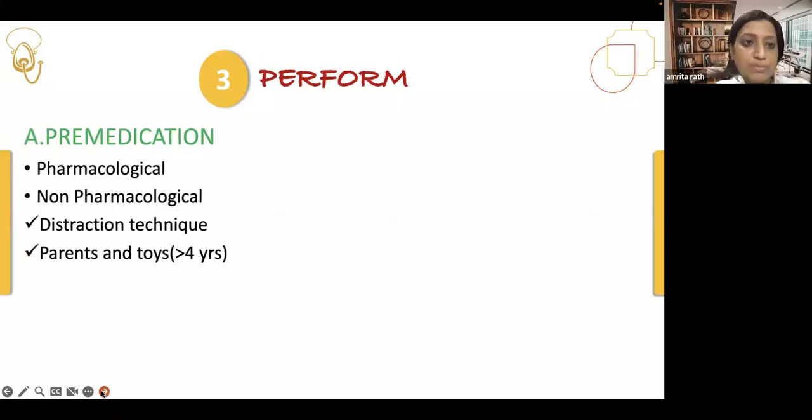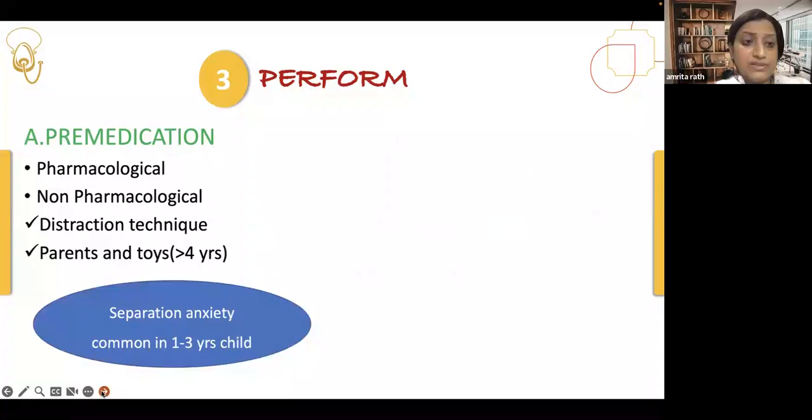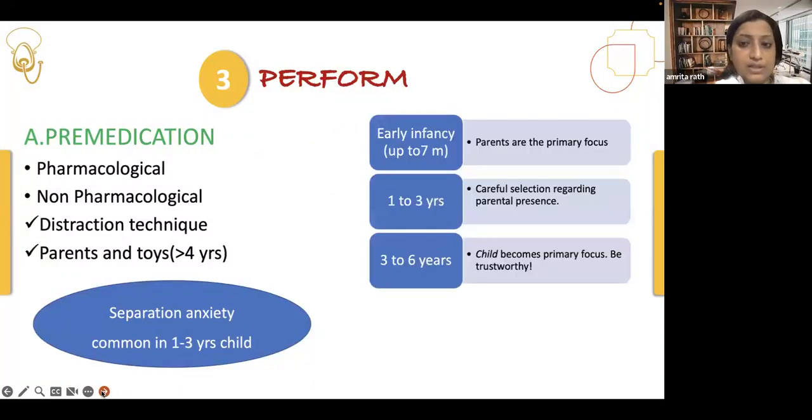Then comes premedication. There are various ways of premedication, pharmacological and non-pharmacological. As I have mentioned, separation anxiety is common in 1 to 3 year old children. If the baby is coming in early infancy, up to 7 months, your primary focus is the parent, because the child will not understand anything. If the baby is 1 to 3 years, you have to do everything in the parental presence, because separation anxiety is a very important thing.